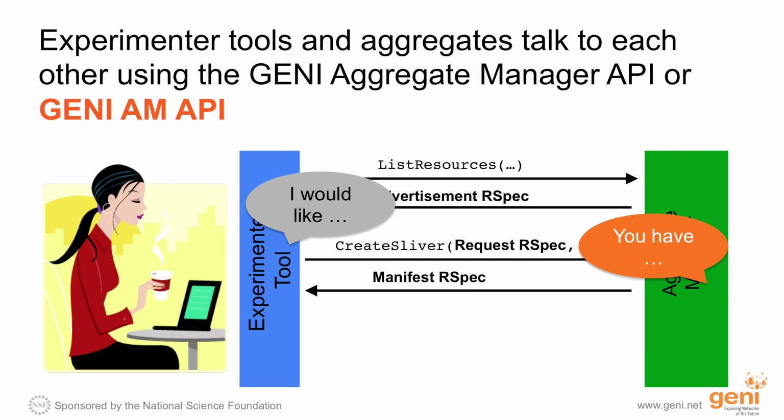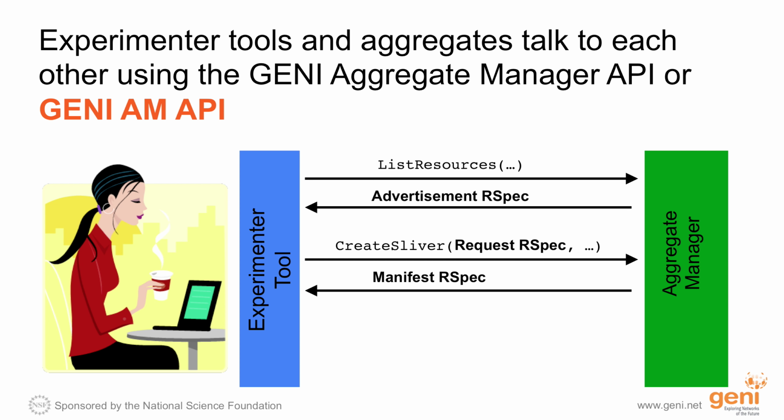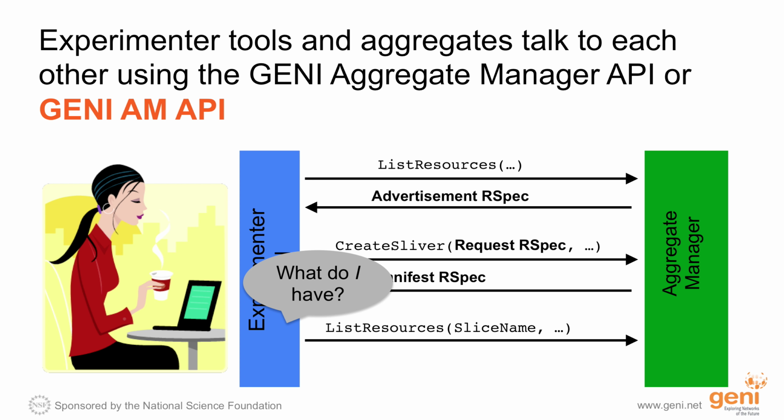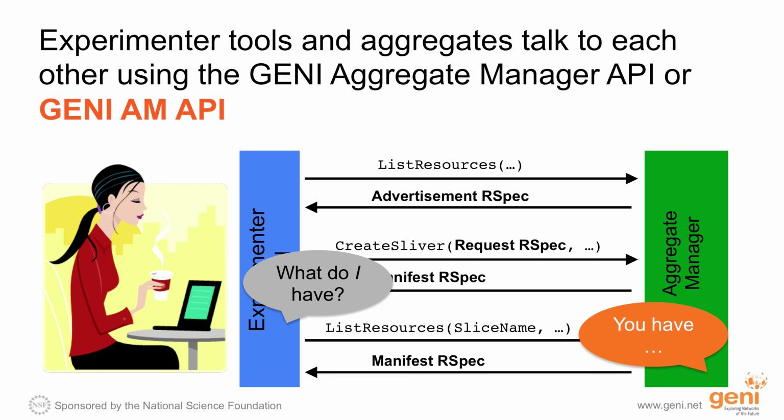in the request. A little while later, the experimenter may have forgotten what resources she had, so she makes another list resources call, this time specifying a slice, to find out what resources she has. The aggregate will reply with a new copy of the manifest.